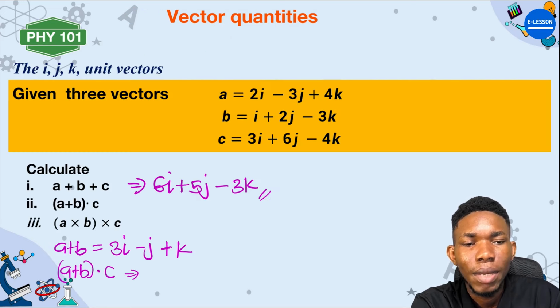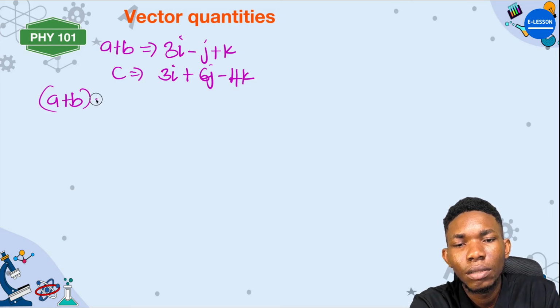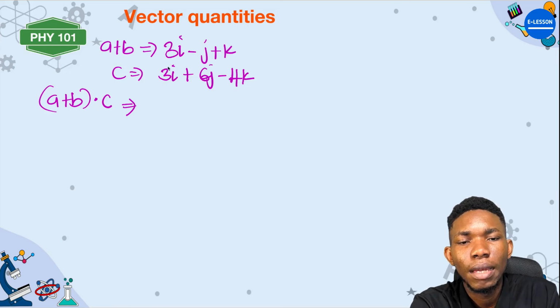Now, at the end of the day, my dear student, what are you going to have? A plus B dot C would be equal to, use these two to multiply each other. 3 times 3 will give us what? 9. I times I, of course, is 1. Then plus times minus will give us minus. 1 times 6 will give us 6. K times minus 4 will give us what? Minus 4 here, because this is 1 times minus 4.